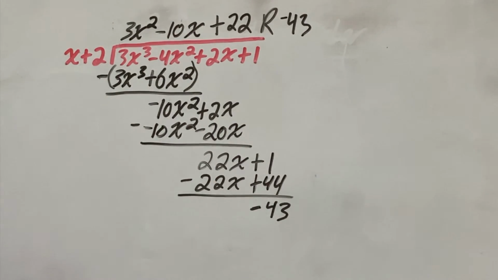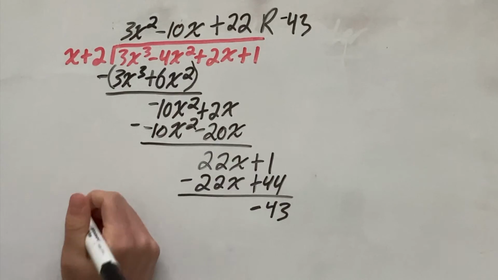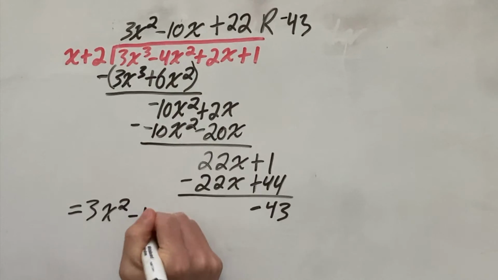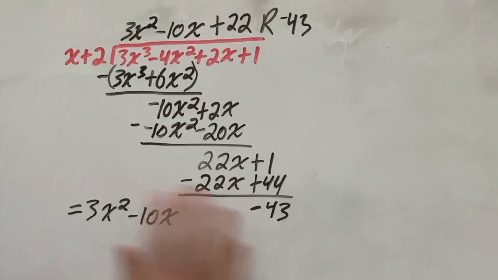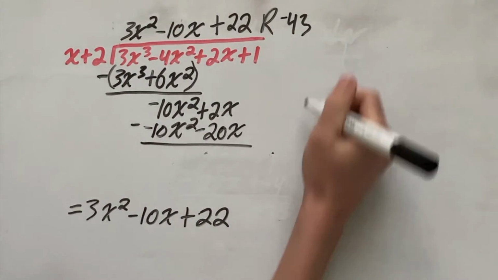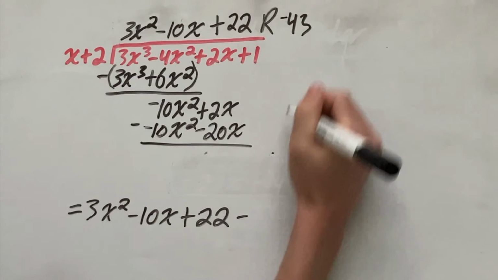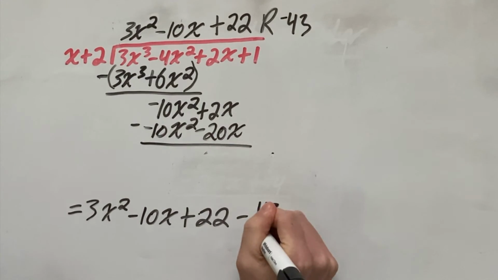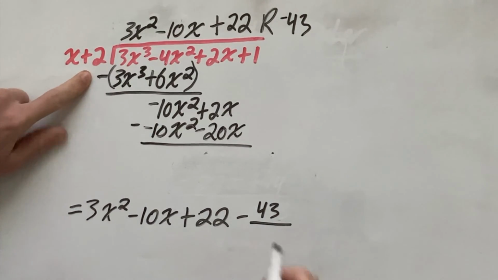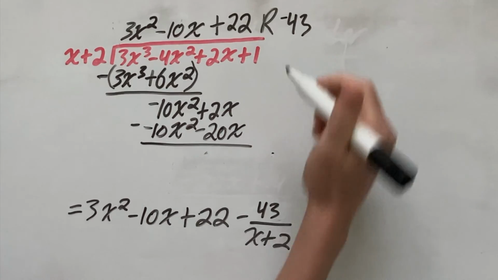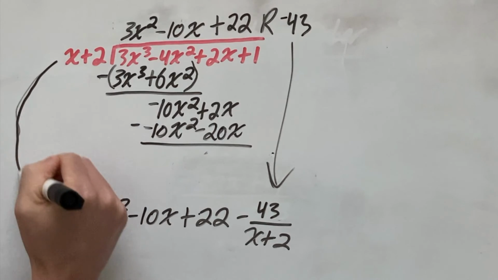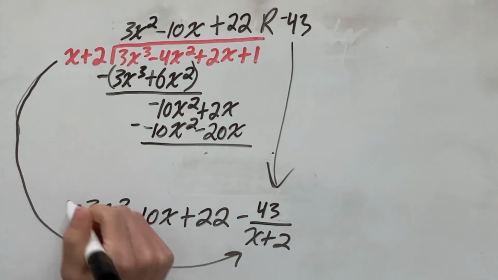And the last step is to write the answer. And when you're writing the answer, you'll write it in a certain way. So it will be 3x squared minus 10x. I'll just get rid of this to make some space. Plus 22. But when you're writing the remainder, you'll put minus 43. But you always put it over what you're dividing it by. So x plus 2 in our case. So you always write our remainder over whatever's out the front of our long division problem.